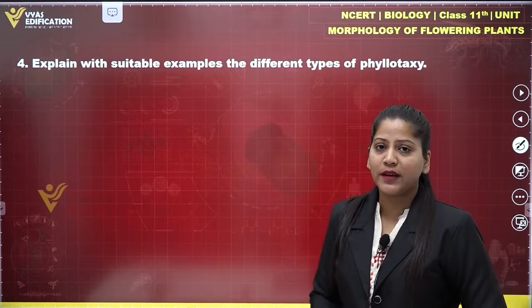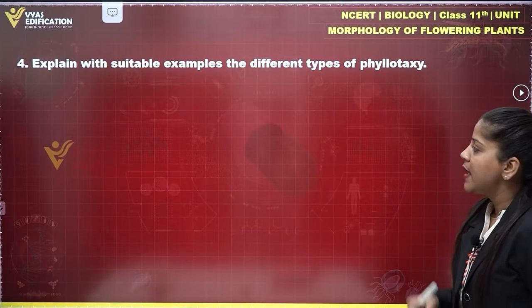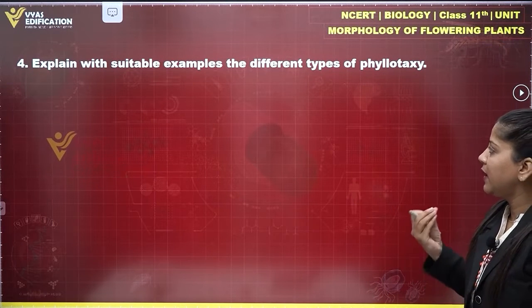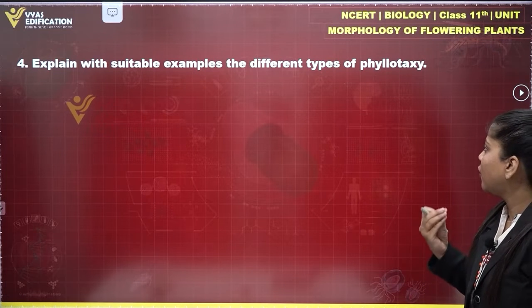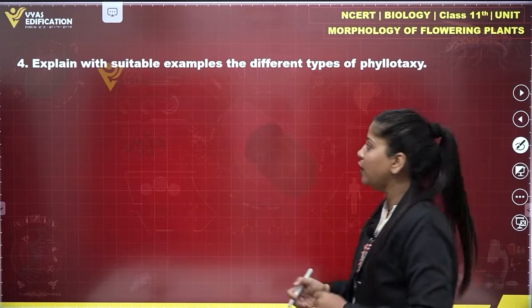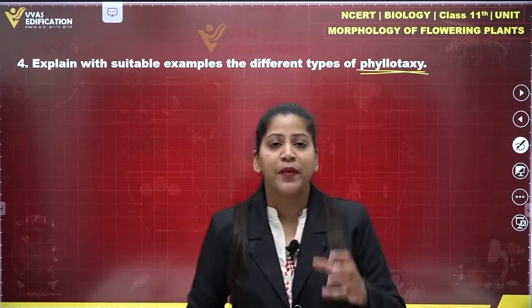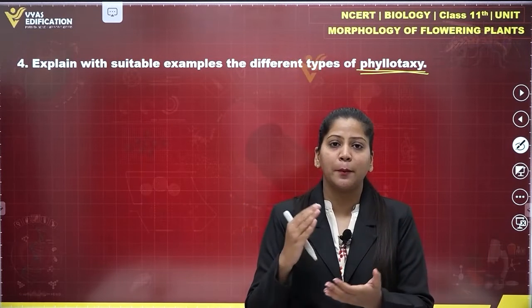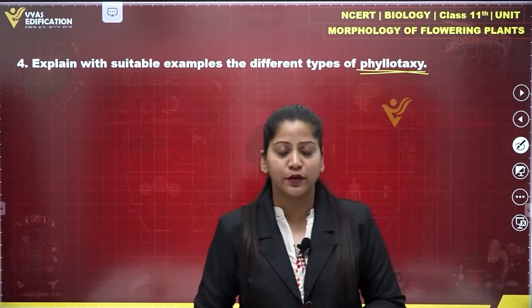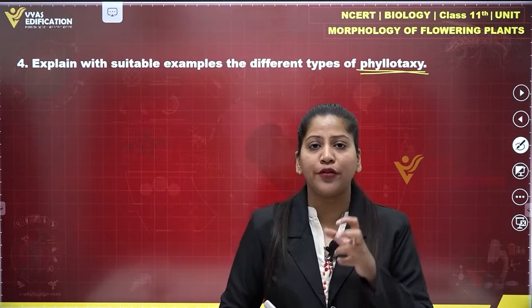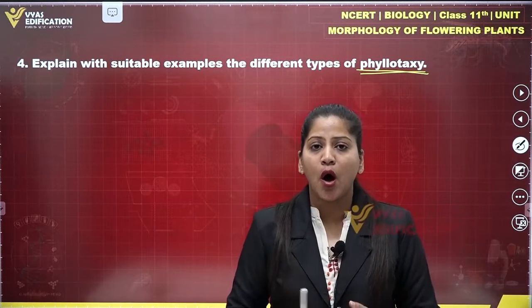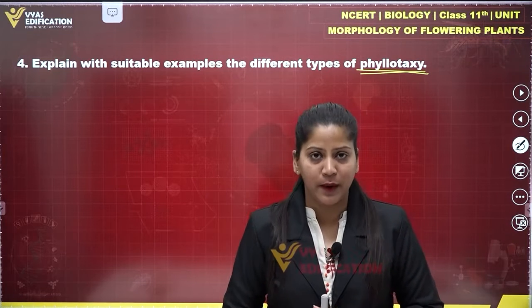Now let's talk about the next question, that is question number 4. Explain with suitable examples the different types of phyllotaxy. So first of all, we have to know what phyllotaxy is. What do you mean by phyllotaxy? Phyllotaxy is just the pattern of arrangement of leaves on a stem or branches of a plant.